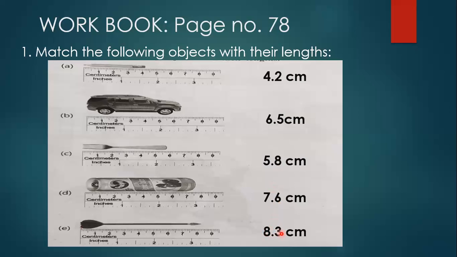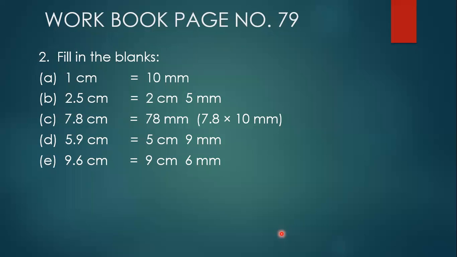Okay, children. Now we will see the next question. Fill in the blanks. It is given on page number 79. See, 1 centimeter is equal to 10 millimeter. This you have to learn by heart. 1 centimeter is equal to 10 millimeter, and also you should know 1 meter is equal to 100 centimeter, 1 kilometer is equal to 1000 meter, and all these things you should learn.